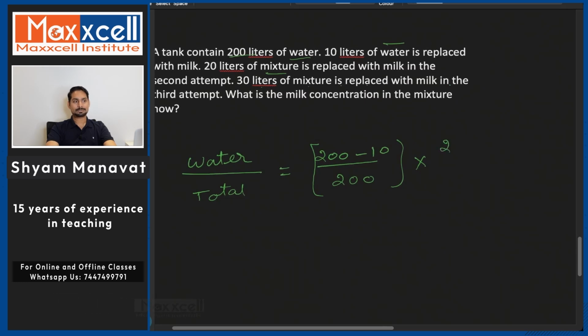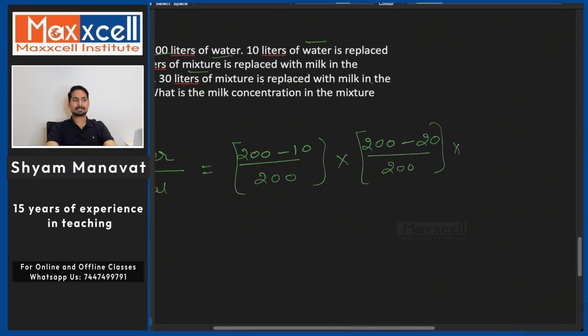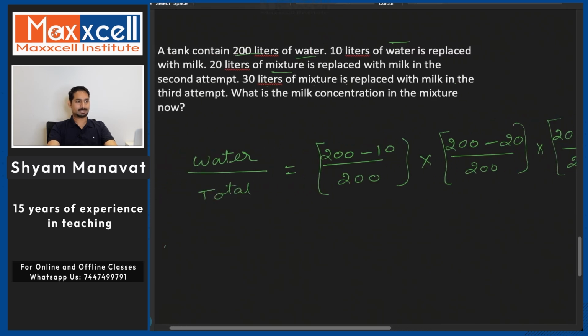So now this ratio is multiplied by the new ratio, which is 200 minus 20 by 200. Okay, third time it is 30 liters. So the total mixture was 200, adulterated with 30 liters. Okay, no problem, multiply. Now if you simplify this, you get the answer.